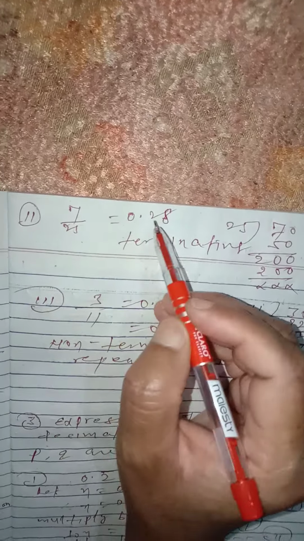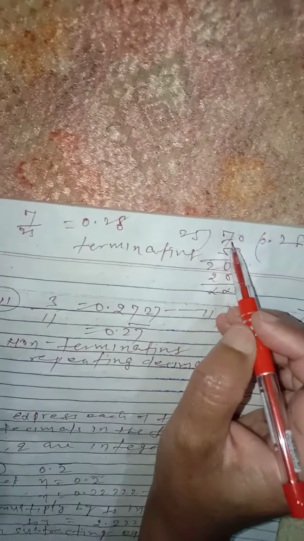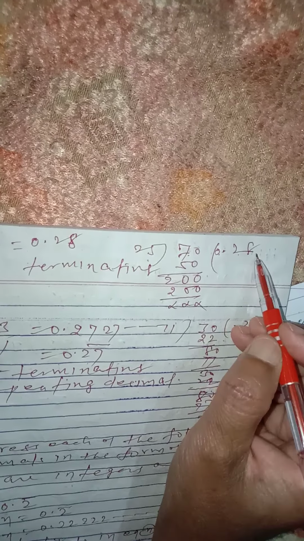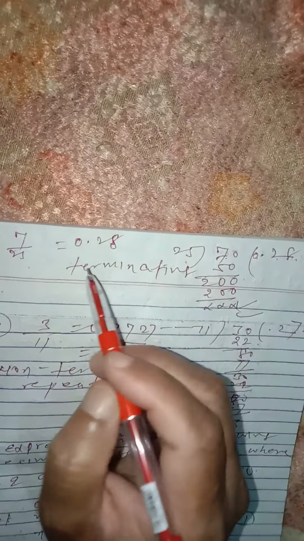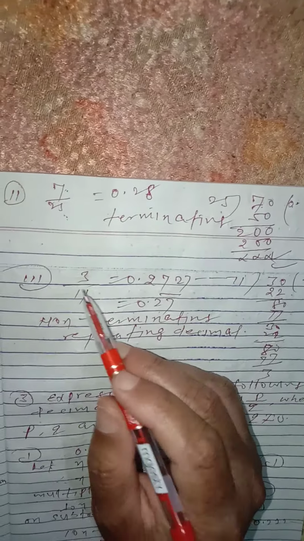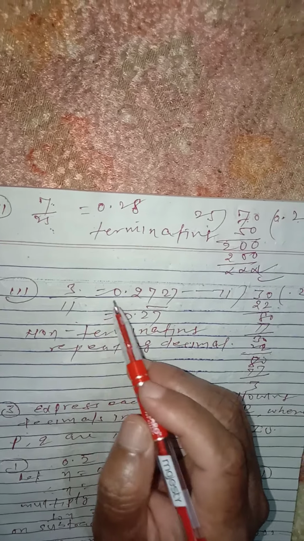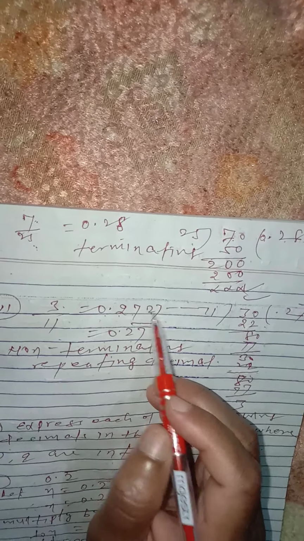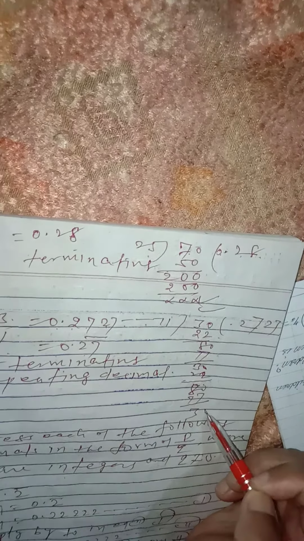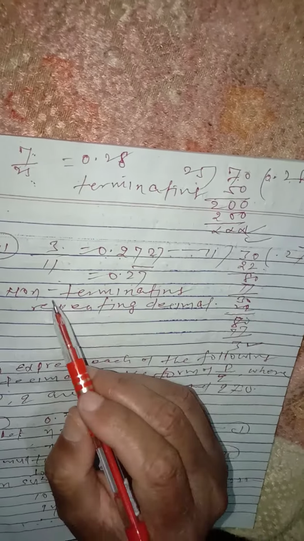Next, question number 2, 7/25. 7 divided by 25, we get 0.28. The remainder becomes 0. Therefore 7/25 is a terminating decimal number. Next, 3/11 equals 0.27272727. Here the remainder cannot become 0. The remainder is always 3. So this is a non-terminating repeating decimal number.